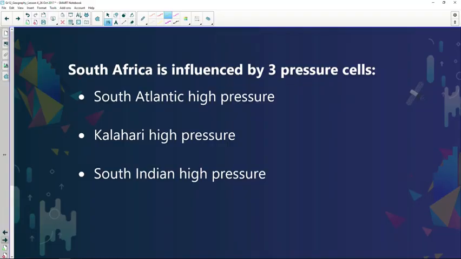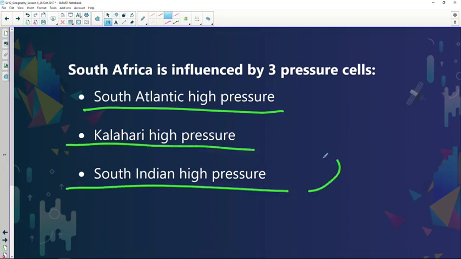Okay. Now, let's quickly look in detail into these three anticyclones or high pressure systems. We've mentioned them: South Atlantic, Kalahari High, South Indian. And these are anticyclones.